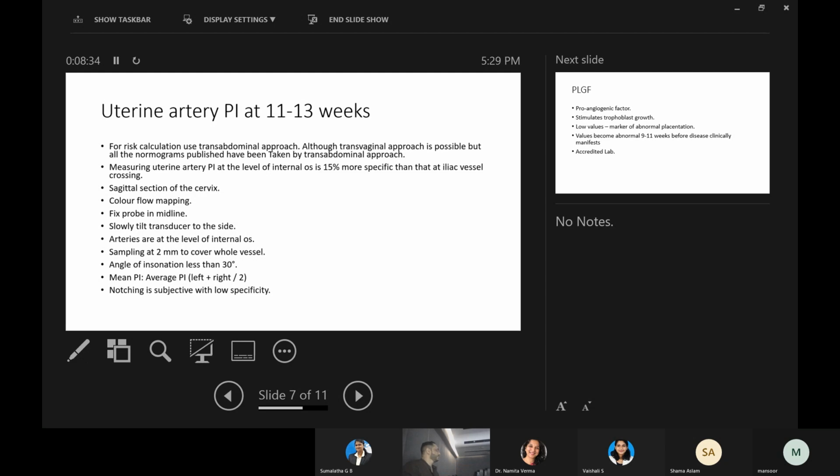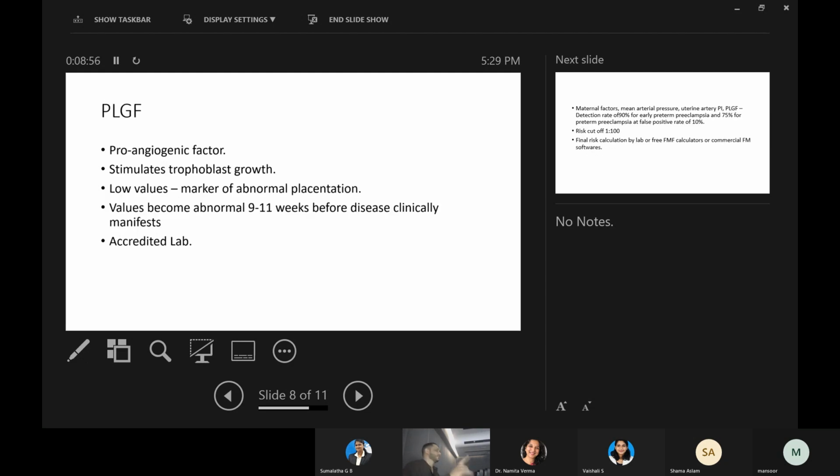Now, even if we don't have softwares, the Fetal Medicine Foundation website gives a calculator for risk assessment for preeclampsia. All these options will come. Maternal risk factors: how much is the age, whether she is smoking, whether naturally conceived, what ethnicity, all these things you enter. Then you enter your mean arterial pressure, then your mean uterine artery PI, then the serum biomarker, placental growth factor, the value of which the lab will give you. Enter all these into either your commercial software which you will be buying, or the free software from the FMF website, and you will get the risk of the patient for having preeclampsia.